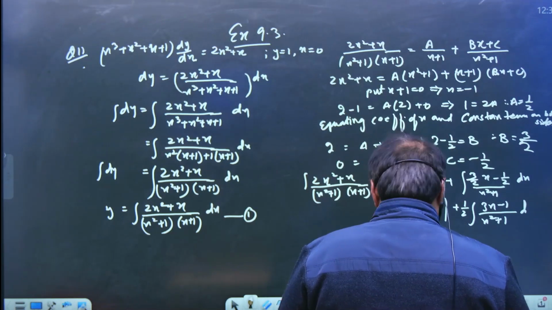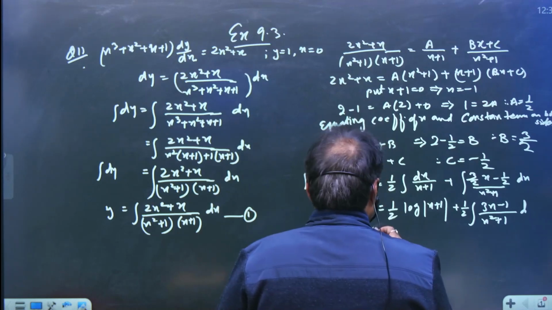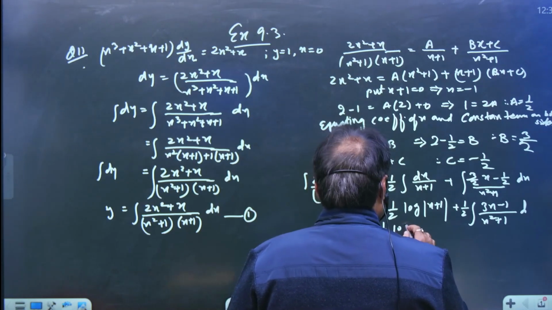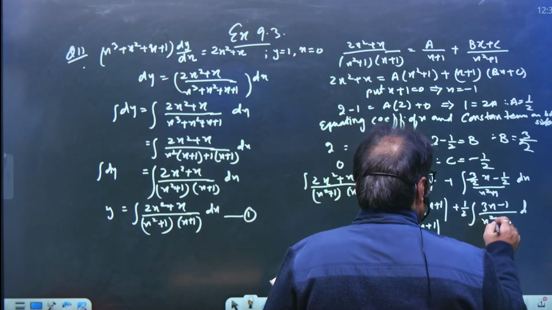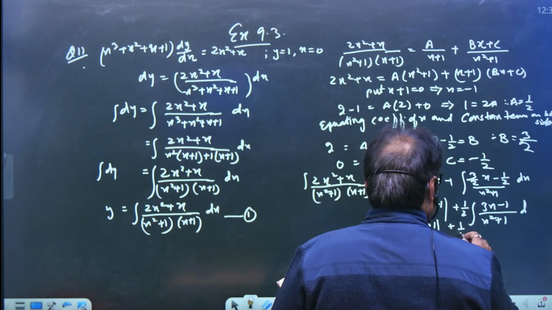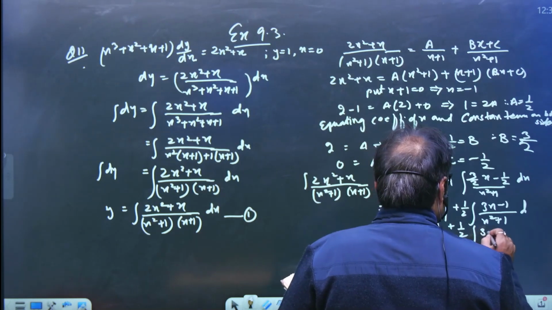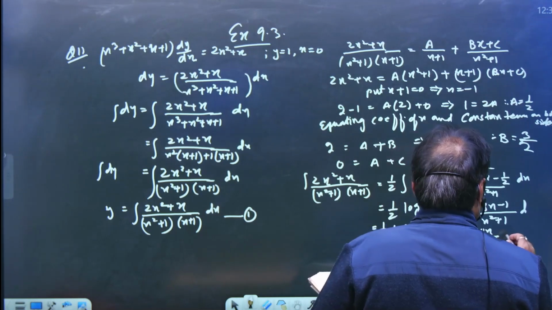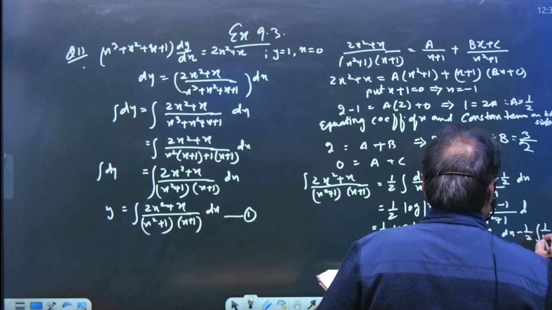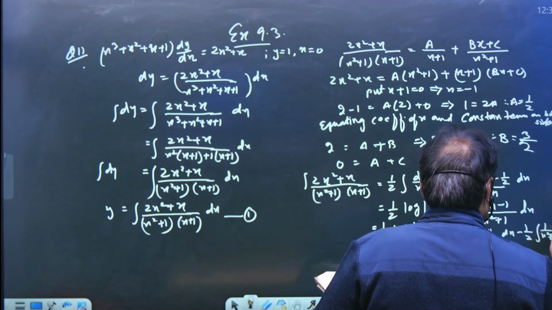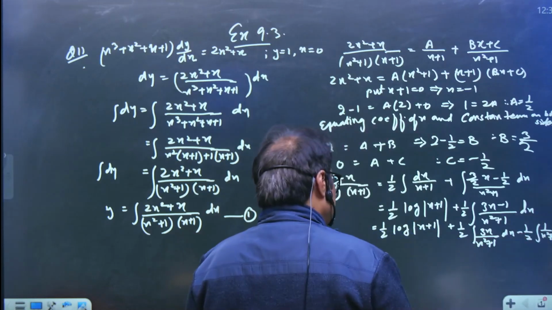Now apply the separation property. So this is 1/2 log(x + 1) plus 1/2 times the integration of 3x/(x² + 1) dx, minus 1/2 times the integration of 1/(x² + 1) dx, by applying the separation rule.